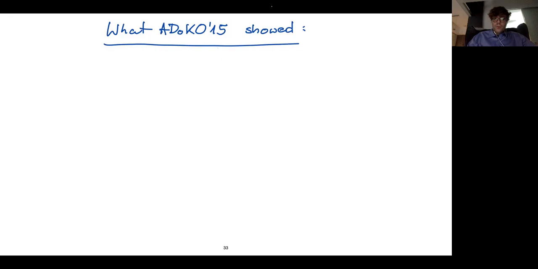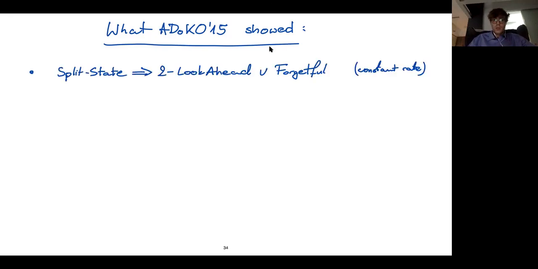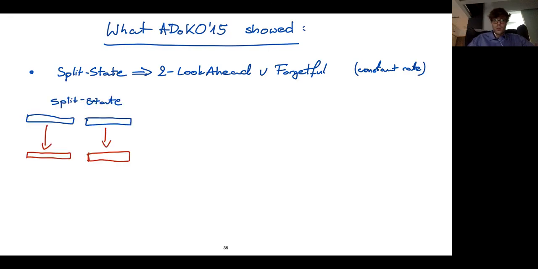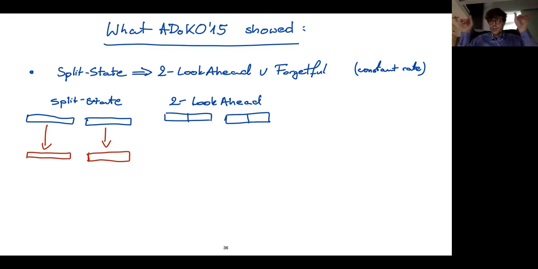Okay, let's talk about ADKO, what we showed in that paper. We showed the reduction from split state to look-ahead and forgetful tampering in a constant rate. So once again, what are the classes? The split state was, we had two states, each state is tampered separately. Look-ahead looks somewhat similar. We've got two states, but then each state is cut into multiple pieces of memory. On the picture right now, there are two pieces. We will be using three pieces later on, but let's focus on two right now.